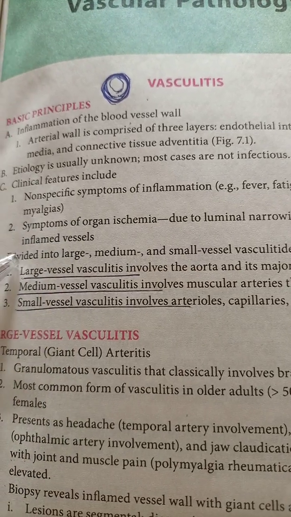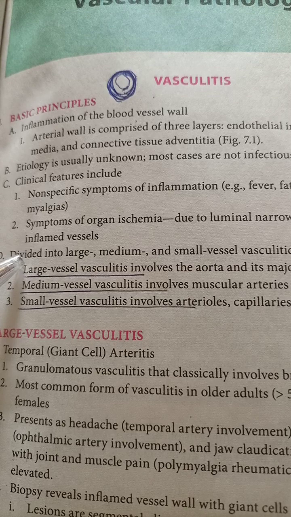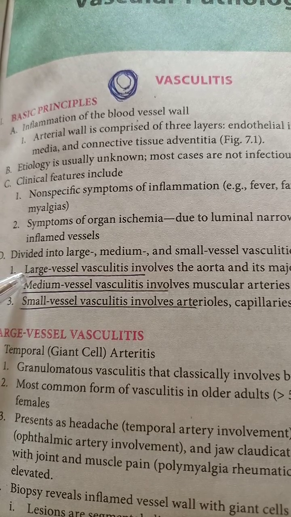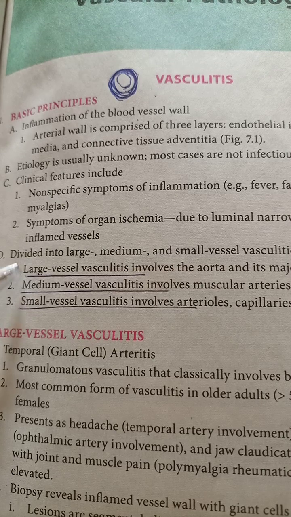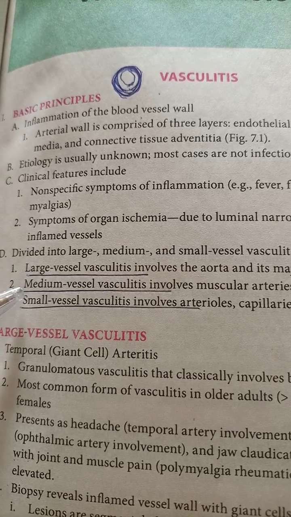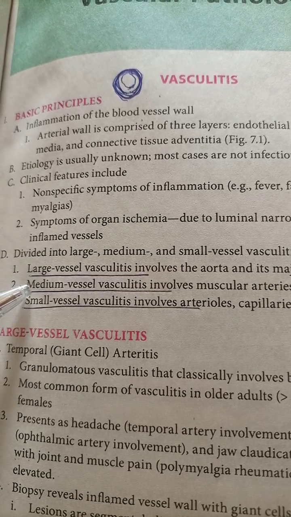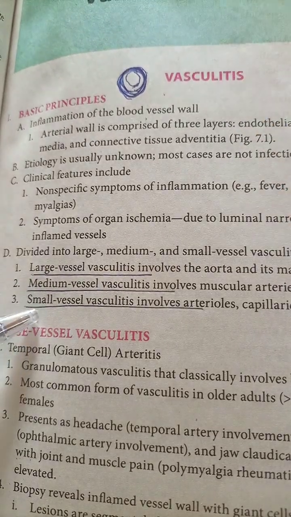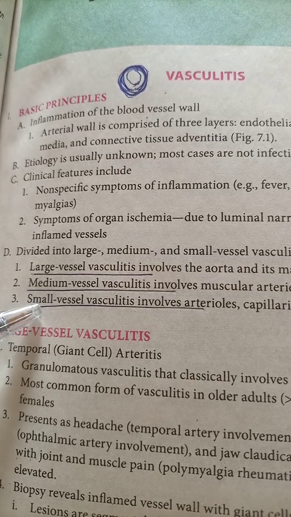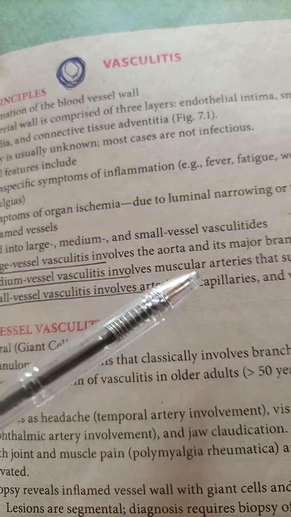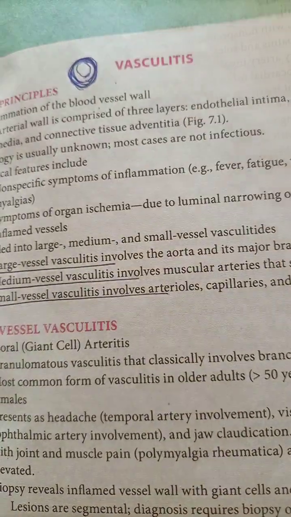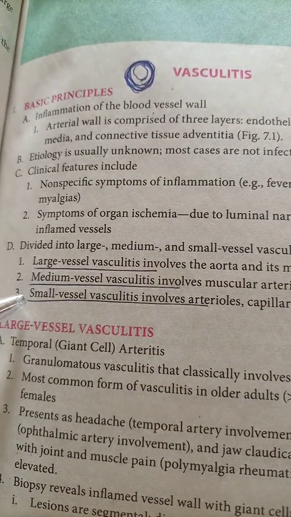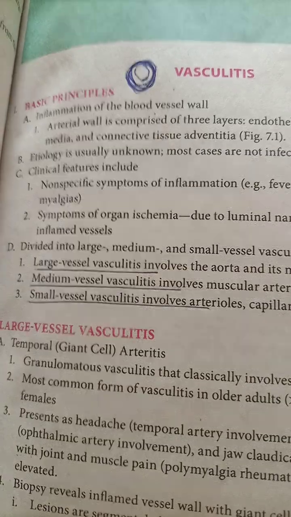It is divided into three types based on the size of vessels. One is large vessel vasculitis, most commonly involving the aorta and its branches. Another is medium vessel vasculitis, in muscular arteries that supply organs, and the last is small vessel vasculitis, which is in arterioles, capillaries, and venules. So these are the three types of vasculitis. Now we will look at all of these types one by one.